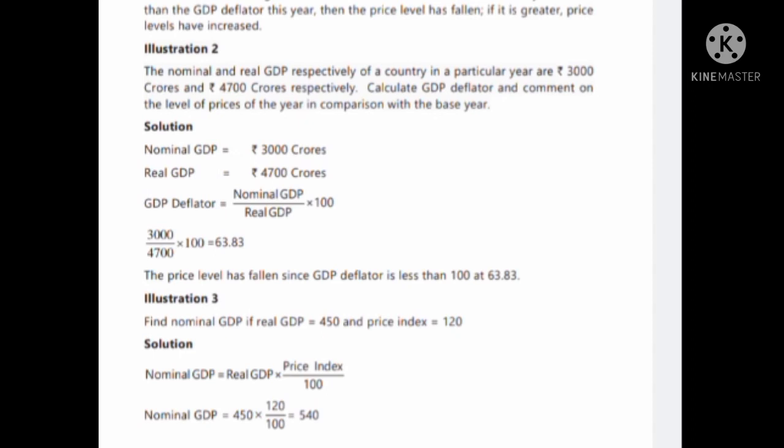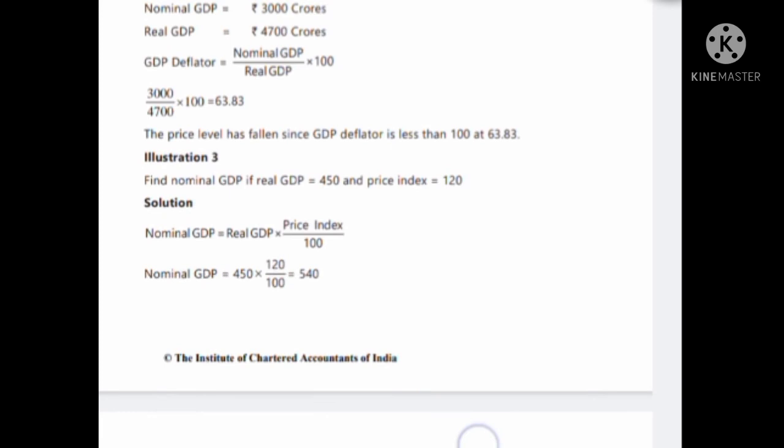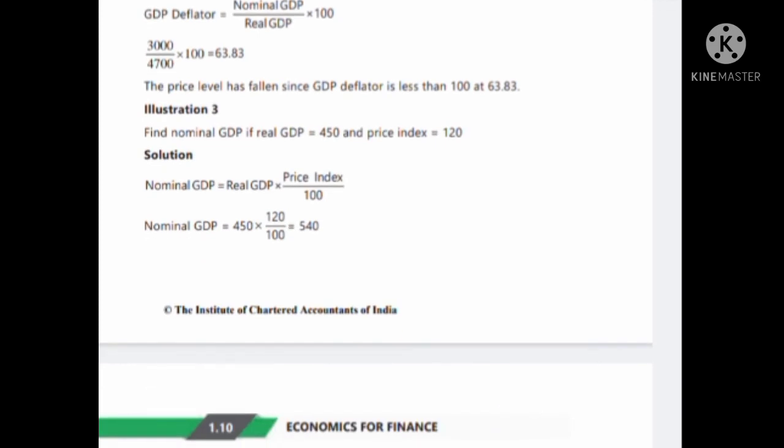And the third one: find nominal GDP if real GDP is 450 and price index is equal to 120. Nominal GDP is equal to real GDP into price index by 100. So nominal GDP we keep aside, and real GDP is 450, price index is 120, divided by 100 gives you 540. As we have already discussed, we have two formulas for nominal GDP. The one is GDP deflator into real GDP by 100, and the other one is real GDP into price index by 100.